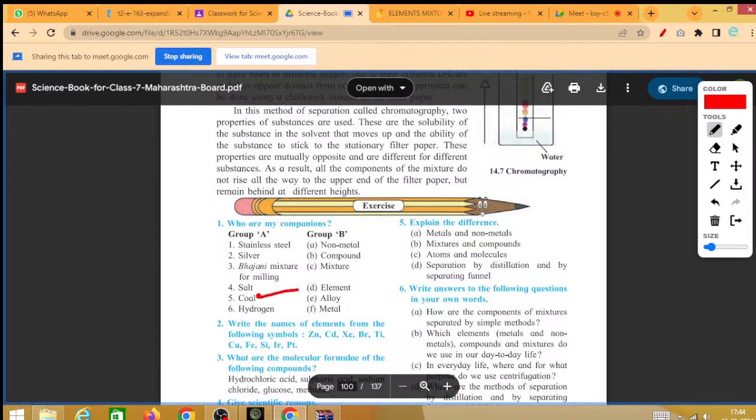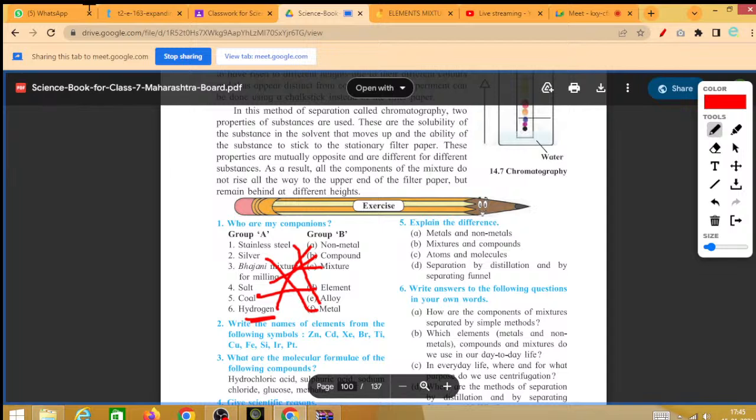Okay. Hydrogen is an element. Silver is a metal, we will say. Coal is an element. Stainless steel is an alloy. This is a mixture. Salt is a compound. Hydrogen is a non-metal, because it is a gas. So it is a non-metal.